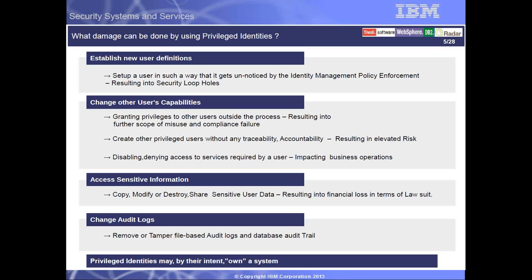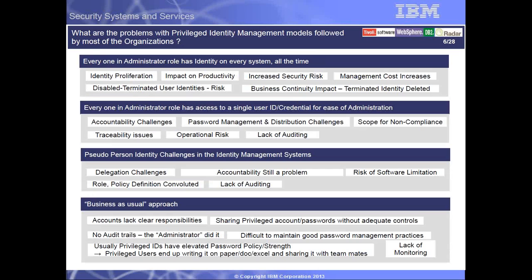Next, change audit logs. As a privileged user, I could tamper with the files. I could remove the footprint by just deleting the logs or nulling the logs. Those are the damages one could do using privileged identities. So technically, privileged identities may, by their intent, own a system completely. They could do anything with that.